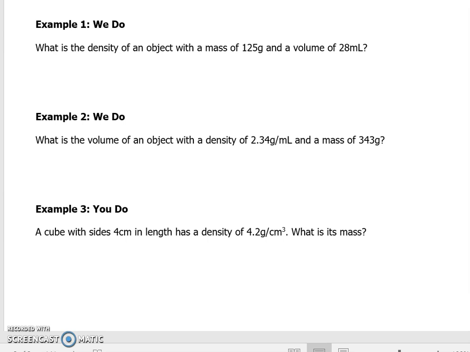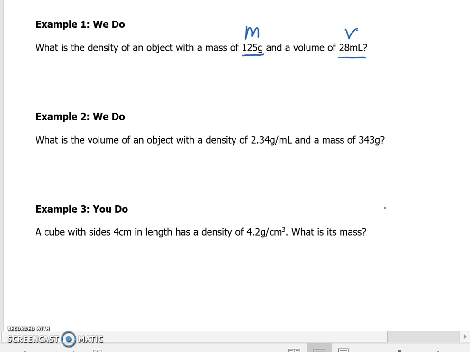So it says, what is the density of an object with a mass of 125 grams and a volume of 28 milliliters? So the first thing when I start to do a problem like this is I like to identify the information that's given to me. So the 2 pieces of information that I'm given is the 125 grams and the 28 milliliters. Now, if you remember from the front, 125 grams is a unit for mass. And milliliters, well, that is the unit for volume. So my 2 pieces of information that I'm given are mass and volume.